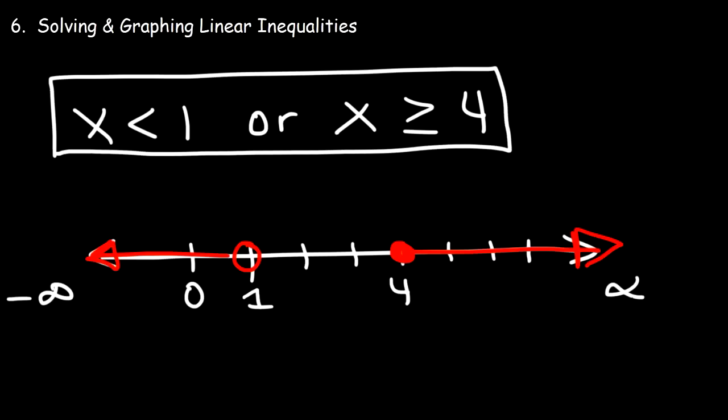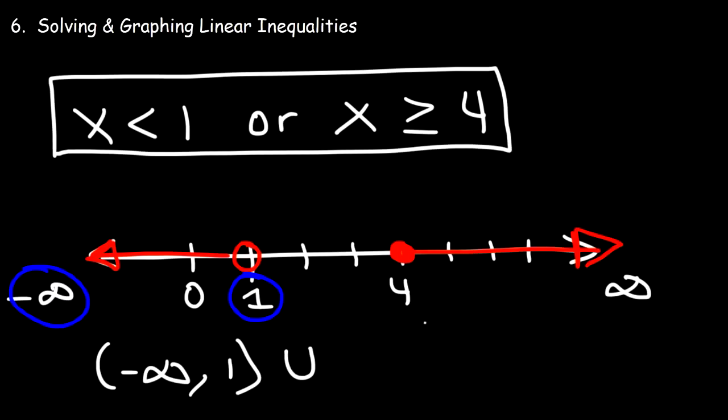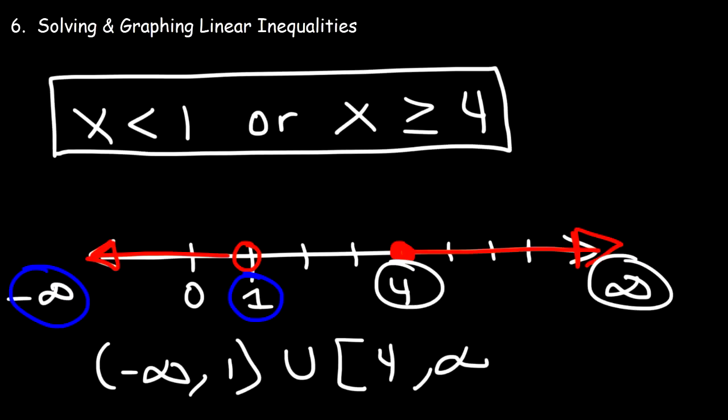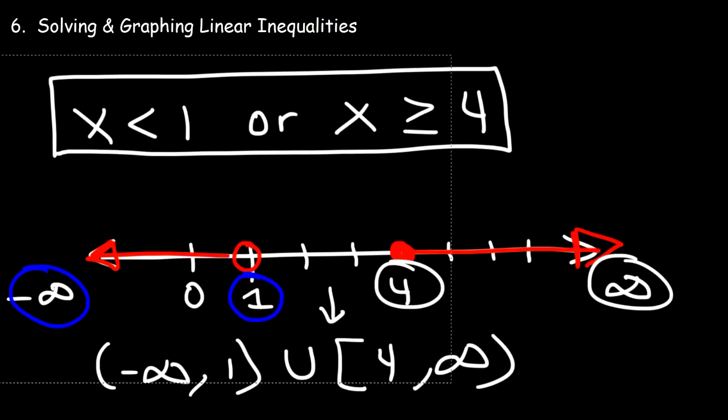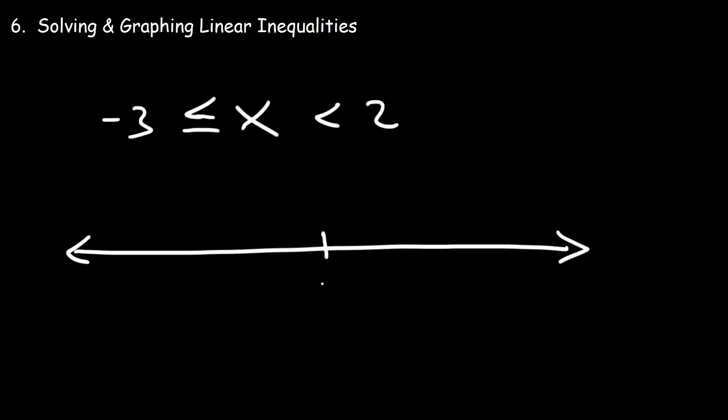Now the solution in interval notation is going to be negative infinity to 1. So that's the first part. And then union, we're going to connect this to the second part, 4 to infinity. But it includes 4, so we need to use a bracket. Now let's try another one. So let's say that x is greater than or equal to negative 3, but less than 2. How would you graph that one on a number line?